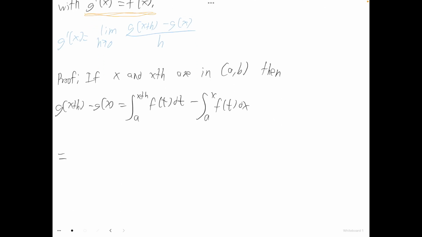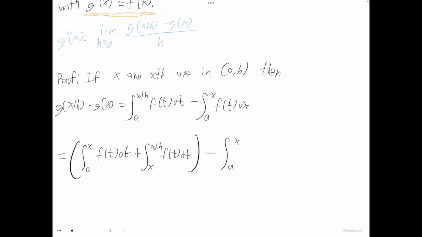Now we're going to break the first of these up using an integral property. The integral from a to x plus h is the integral from a to x of f of t dt plus the integral from x to x plus h of f of t dt. And then we minus off the integral from a to x of f of t dt. Now notice that the first term and third term cancel. So I'm just left with the integral from x to x plus h of f of t dt.